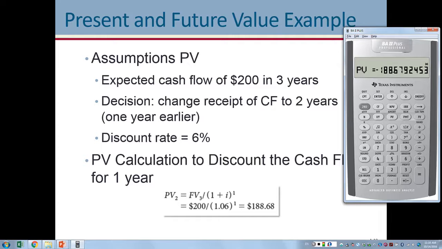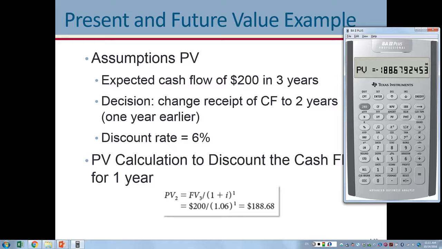188.68. That is, if the interest rate is 6%, you are indifferent between receiving 188.68 in year 2 or 200 in year 3. Why? Because if you receive 188.68 in year 2 and you invest it at a 6% rate for 1 year, you should have $200 by the end of year number 3. That's your breaking point, right?